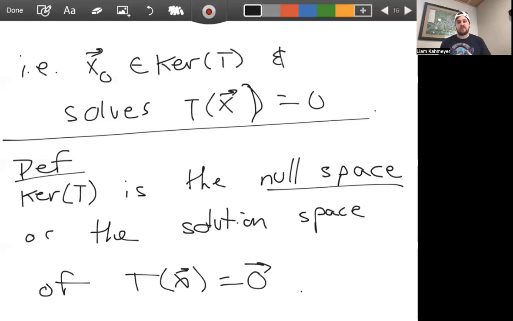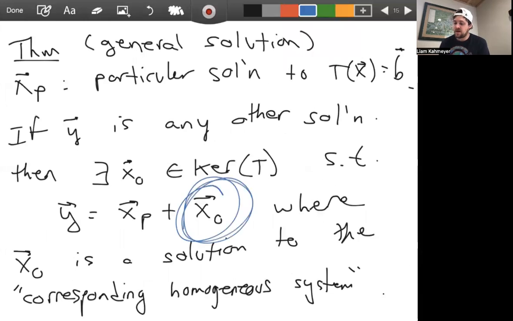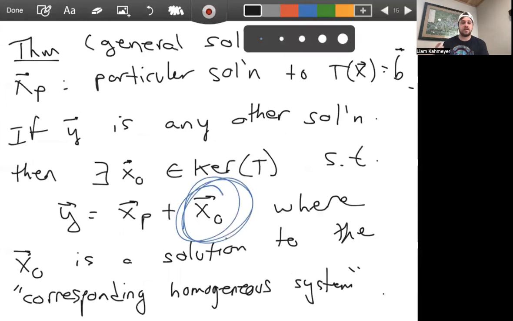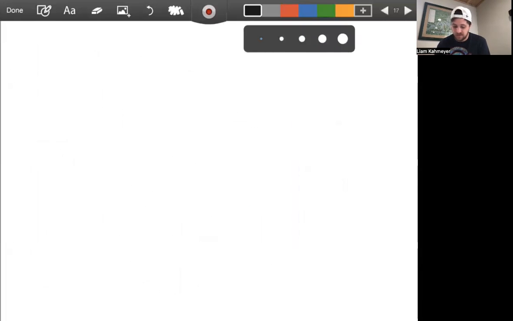So let's find an example of computing the null space, right? Because really the null space or the solution space of this homogeneous system is going to be the collection of these elements of the kernel X naught, right? So what we need to do is understand how to compute a solution space to a homogeneous system, or equivalently, how do we compute the null space of a linear transformation? Well, let's look at an example.